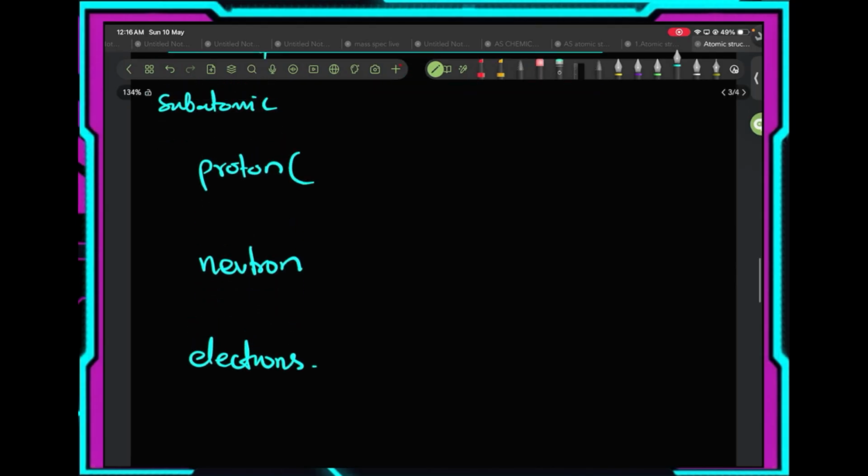Right? And proton, what's the symbol for proton? It's a lowercase p with a positive charge. So that means protons are positively charged. What's the symbol for a neutron? It's a lowercase n with a zero charge on top of it. And electrons, e with a negative charge on top of it.